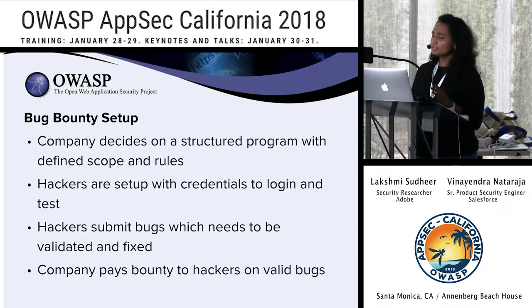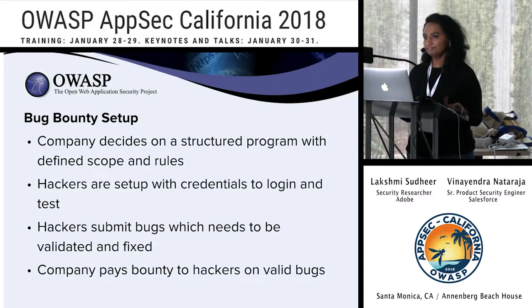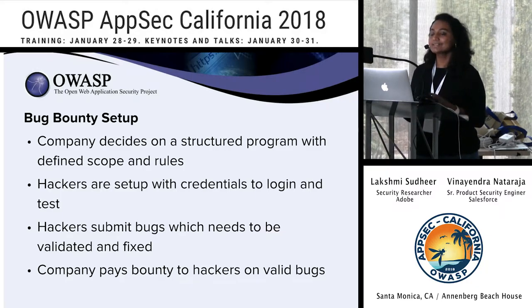Then you define what the do's and don'ts are. This is a very important column because you need to specify exactly what bugs you are looking for from the researchers. You may want to exclude things like denial of service, because you wouldn't want a researcher saying, hey guys, your prod servers are susceptible to denial of service. I mean, that's the last thing we want.